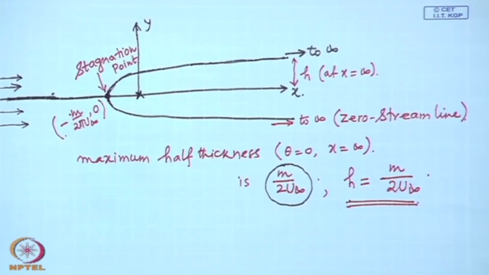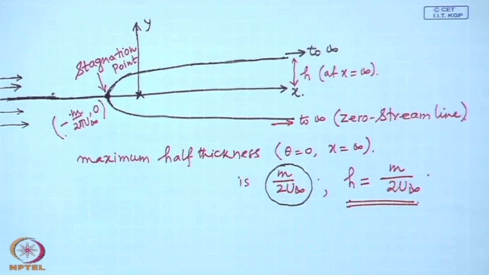Now, what is a streamline? We have already defined, by definition, streamlines are lines to which velocity is parallel, or tangential. The velocity vector is always tangential to a streamline. So, what is the normal component of velocity to the streamline? 0.